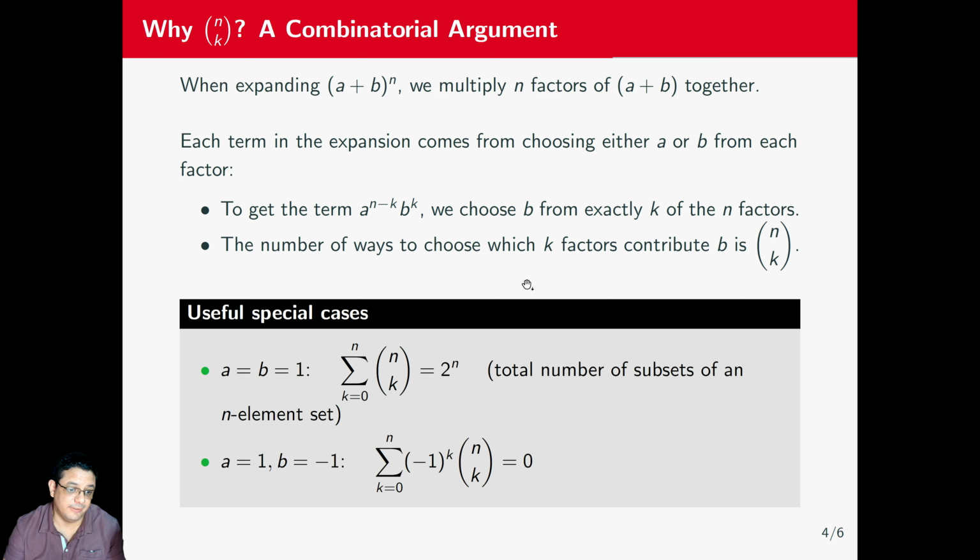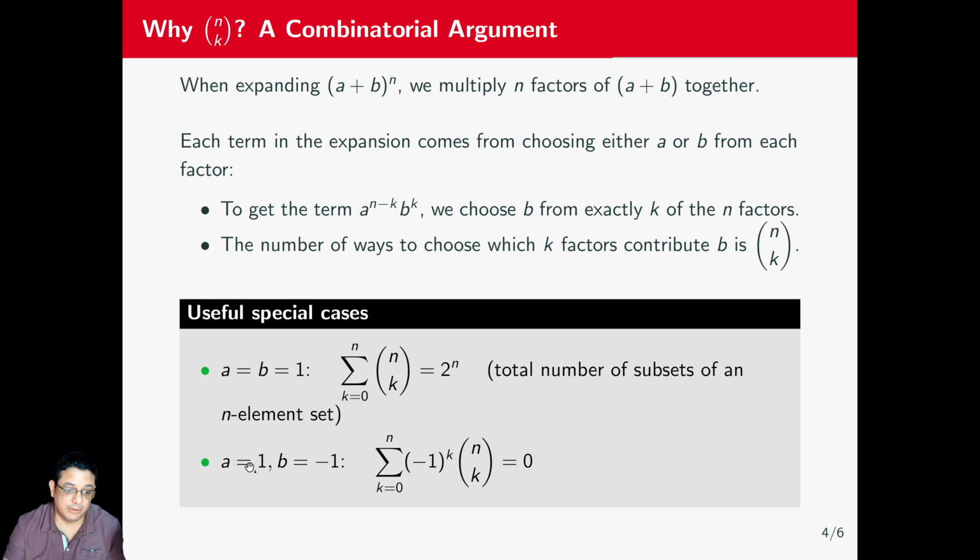Some useful cases that we're going to have for some proofs in the future: if a and b are equal to 1, we have the identity that the sum from k equals 0 to n of n choose k is going to be 2 to the n, which is the total number of subsets of an n element set. So this is the power set, and this is the proof of why the power set of a set has cardinality 2 to the n when the set has cardinality n.